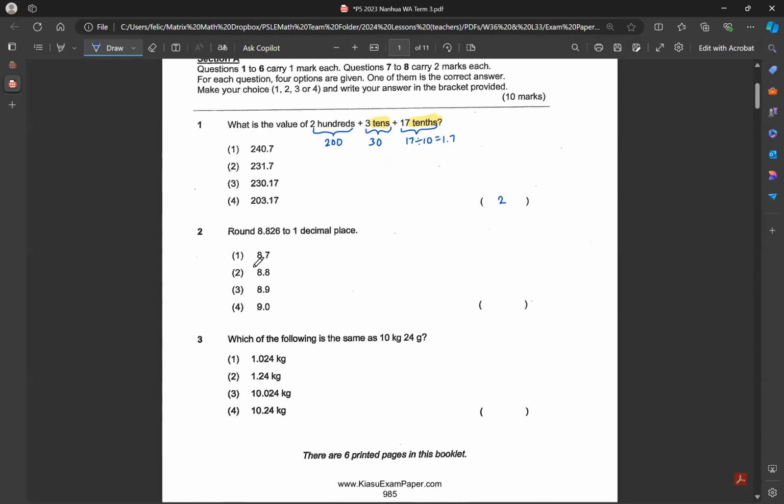Question 2. We have to round this to one decimal place. So look for the first decimal place first. The first decimal place is this 8 over here. Look at the number on the right-hand side. The number 2 is a weak number, so it cannot help 8 to round up. So 8 should remain as 8. Your answer should be 8.8, option 2.